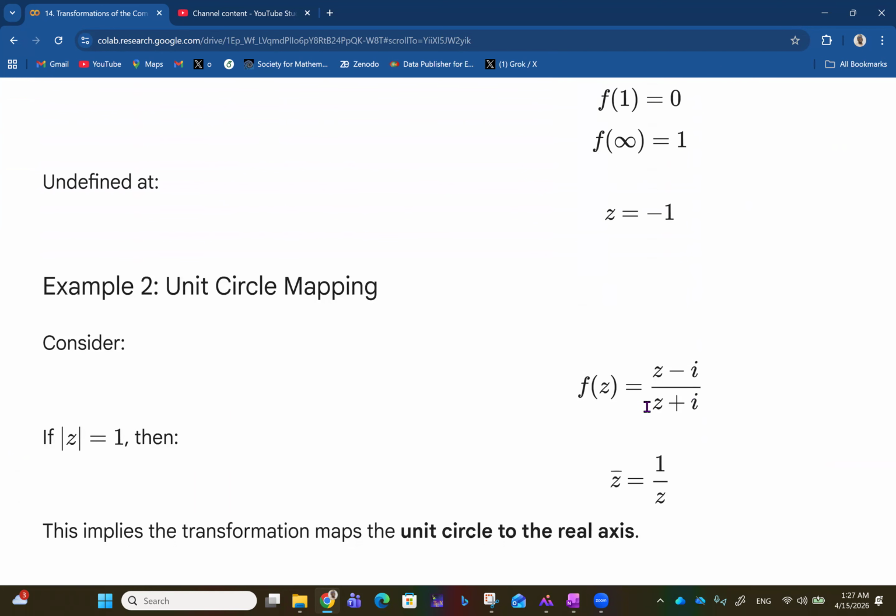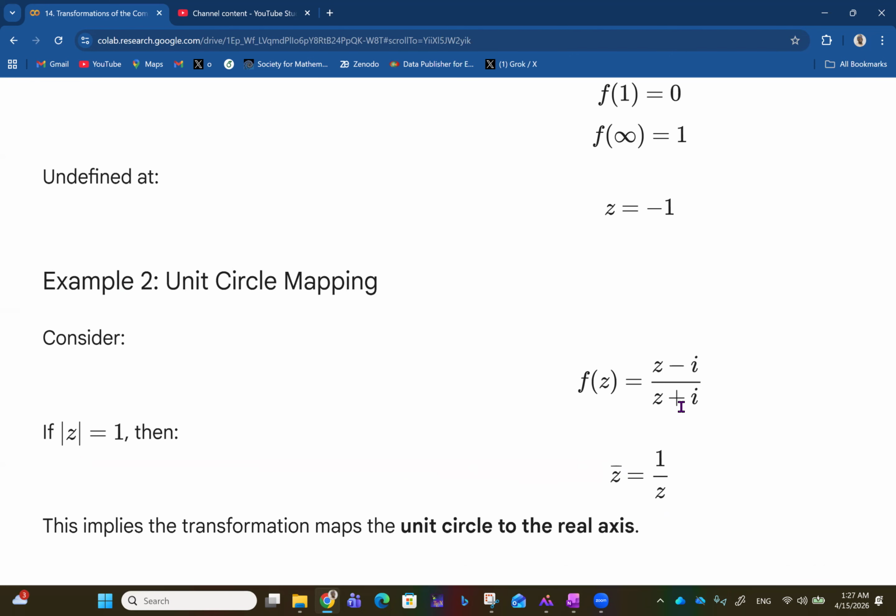If you consider f of z equals z minus i over z plus i, if the absolute value of z is 1, then we say z bar is 1 over z. This implies the transformation maps the unit circle to the real axis. That's what we see for this now. So if the absolute value of z is equal to 1, that's unit circle mapping.